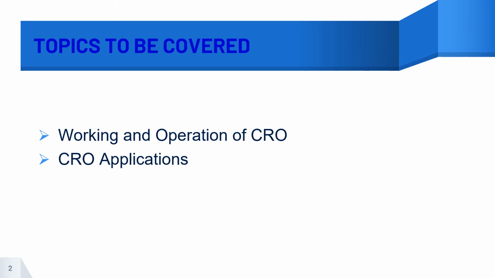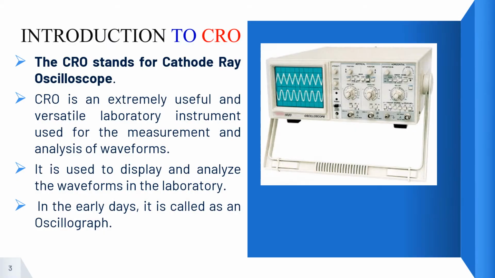In this video, I'm going to explain the working and operation of CRO and CRO applications. CRO stands for Cathode Ray Oscilloscope. CRO is an extremely useful and versatile laboratory instrument used for the measurement and analysis of waveforms. It is used to display and analyze the waveforms in the laboratory. In the earlier days, it was called an oscillograph.